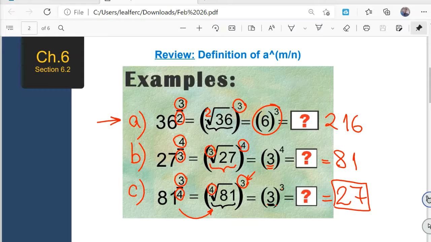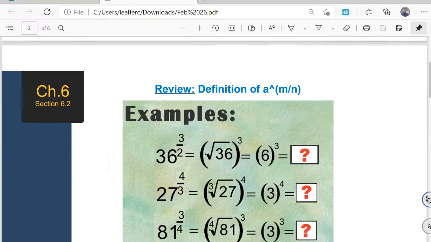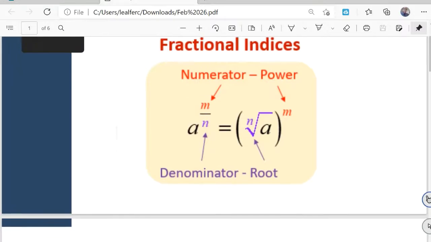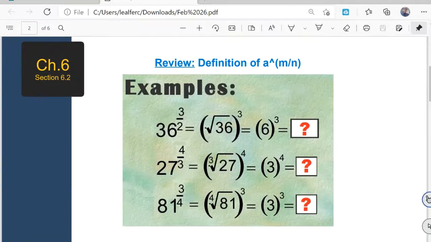Any questions about this review? As long as you understand what you're doing, if you remember the definition we have seen before, again, this is the definition. If you remember this, apply it and simplify, just calculate step by step. Okay?